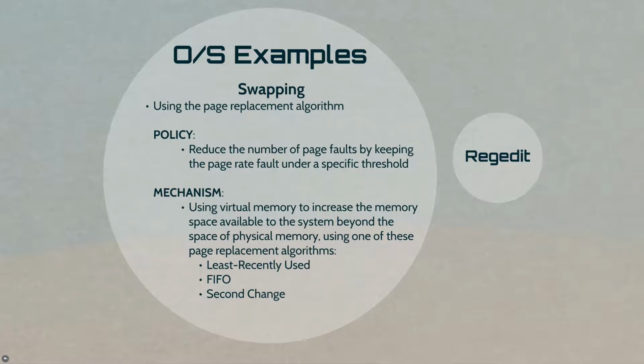Another policy versus mechanism example that can be related to the operating system is the idea of page replacement. A policy in this case is to keep the page fault rate under a specific threshold, since the goal of a page replacement algorithm is to reduce the number of page faults. The mechanism in this example would be a page replacement algorithm, for example, first in, first out, most recently used, least recently used, and a bunch of others.